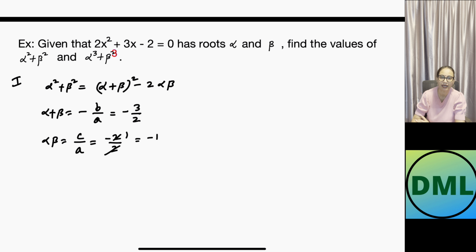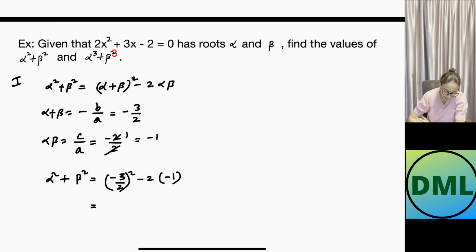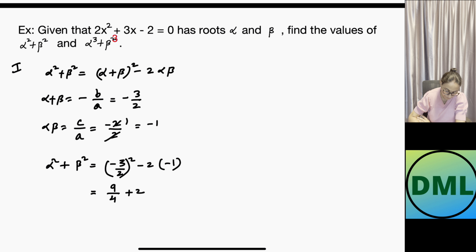Let's substitute back in the equation. Alpha square plus beta square is equal to alpha plus beta, which is basically minus 3 over 2 the whole square, minus 2 alpha beta, which is minus 1. Let's calculate this one. Minus square is plus. 3 square is 9, 2 square is 4. Minus minus plus 2. If we take the LCM here, we will get 9 plus 8 over 4, which will be written as 17 over 4.